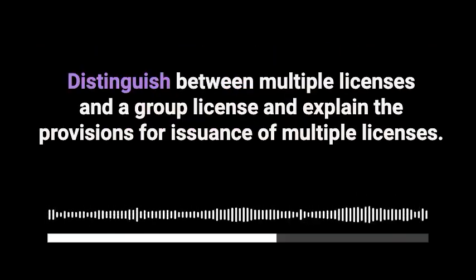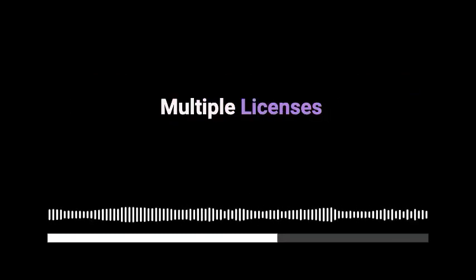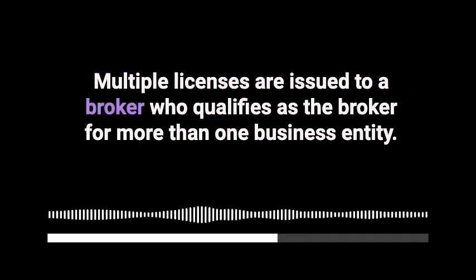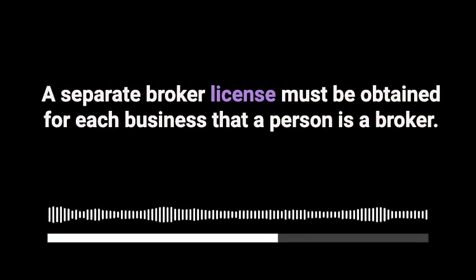Learning objective. Distinguish between multiple licenses and a group license and explain the provisions for issuance of multiple licenses. Multiple licenses and group license. Multiple licenses. Multiple licenses are issued to a broker who qualifies as the broker for more than one business entity. A separate broker license must be obtained for each business that a person is a broker.